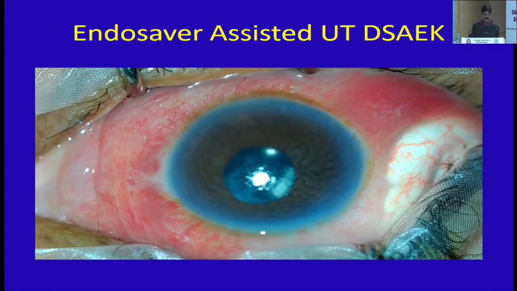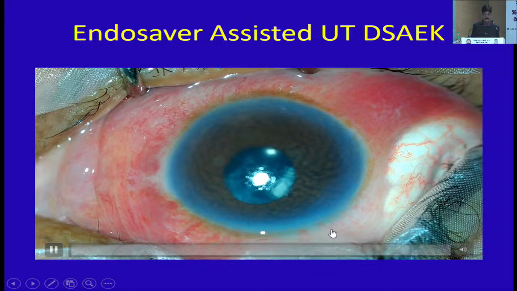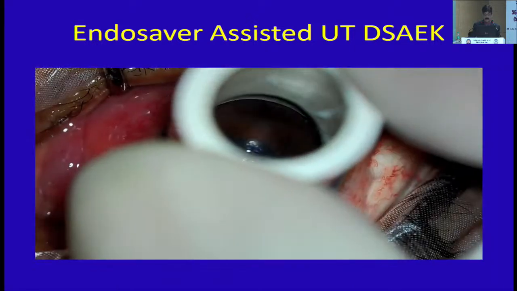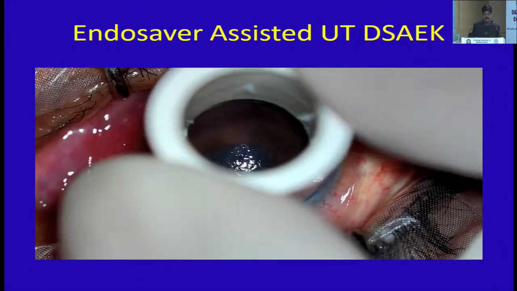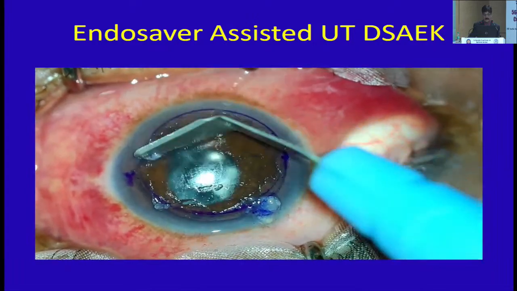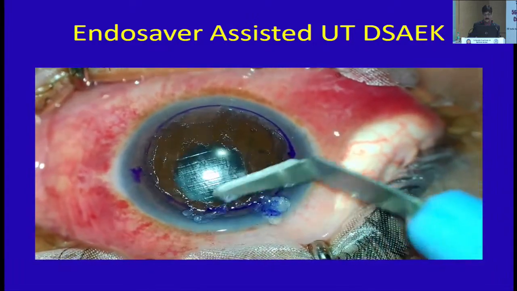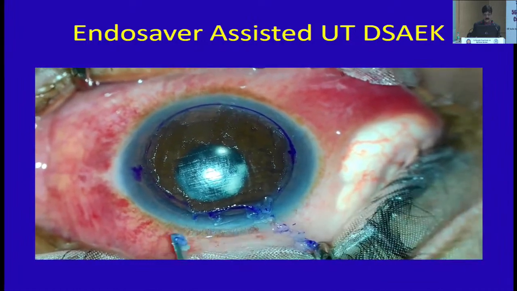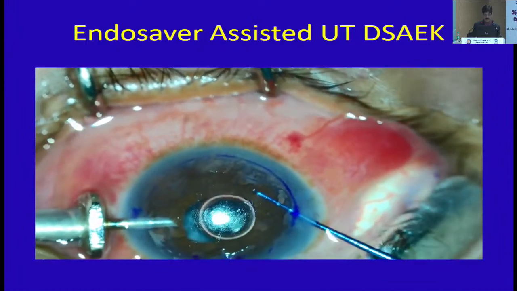Now, this is a small video to show this technique. In this case, as usual in other cases, we always mark the center and then we have a guide for the placement of the tissue, and after removing the epithelium and then making the entry point, we remove the Descemet's membrane.